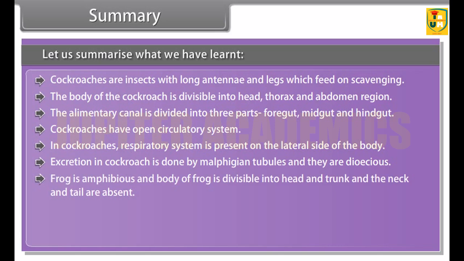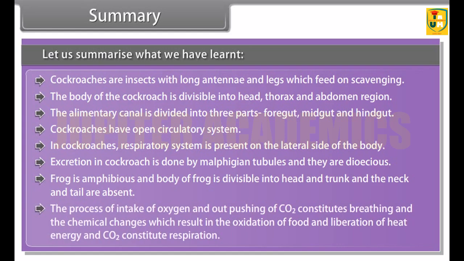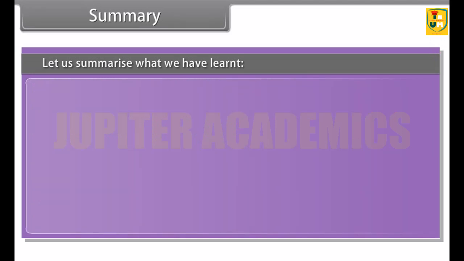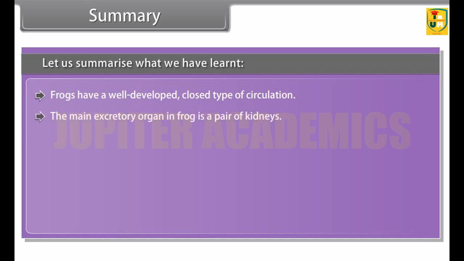Frog is amphibious and body of frog is divisible into head and trunk, and the neck and tail are absent. The process of intake of oxygen and outpushing of CO2 constitutes breathing and the chemical changes which result in the oxidation of food and liberation of heat energy and CO2 constitute respiration. Frogs have a well-developed closed type of circulation. The main excretory organ in frogs is a pair of kidneys.